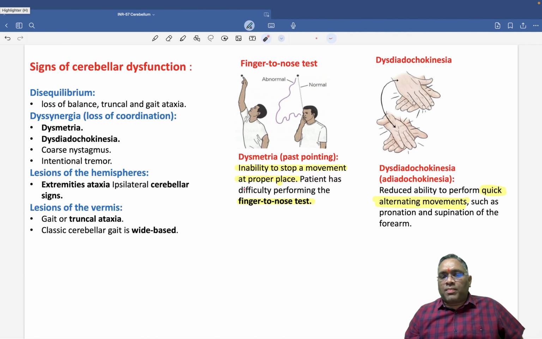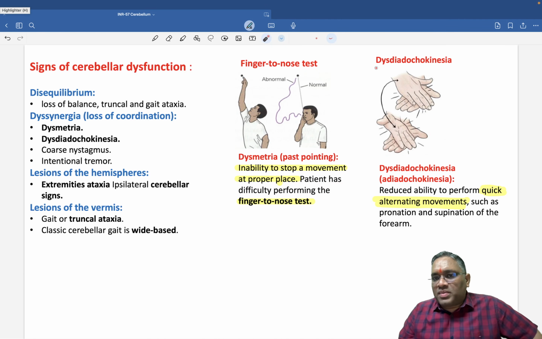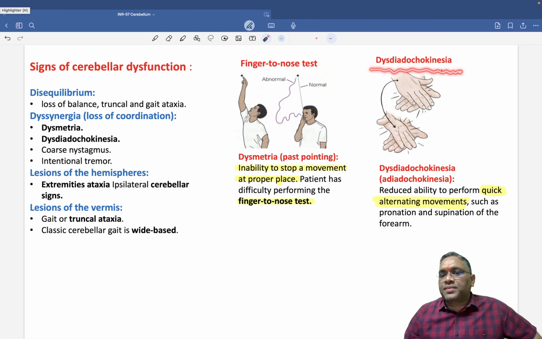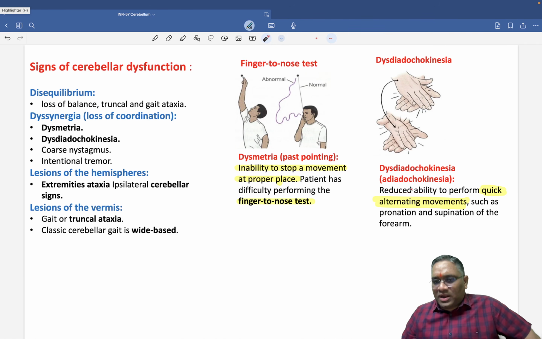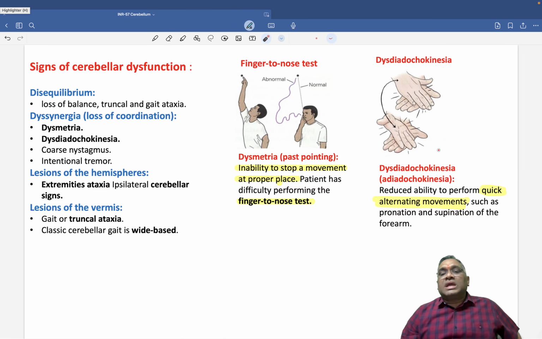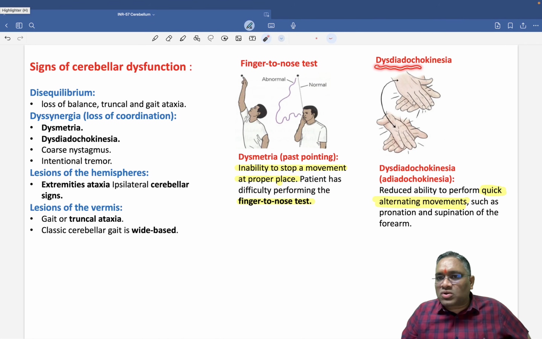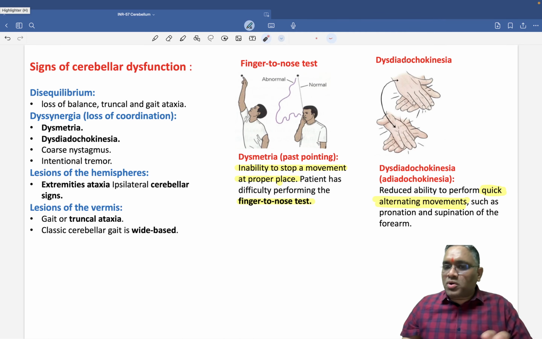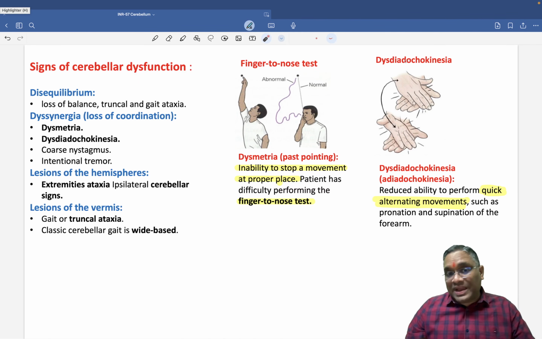So the inability to stop a movement at the proper place is called dysmetria, also called past pointing, and this is tested by the finger to nose test, which the patient cannot perform or performs with difficulty. Second is dysdiadochokinesia, or adiadochokinesia. It is a reduced ability to perform quick alternating movements. You ask the patient to do rapid pronation and supination of the forearm. It will not be possible for the patient, and this is called dysdiadochokinesia. This is a very important topic, especially for the INI-CET exam. Keep revising this topic, and my best wishes to all of you.